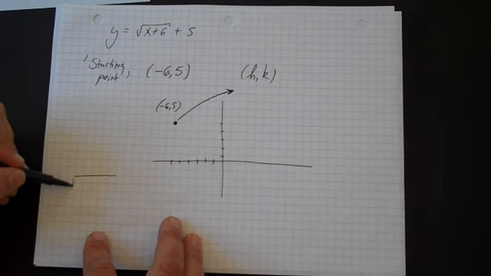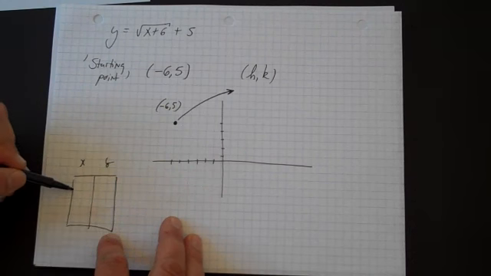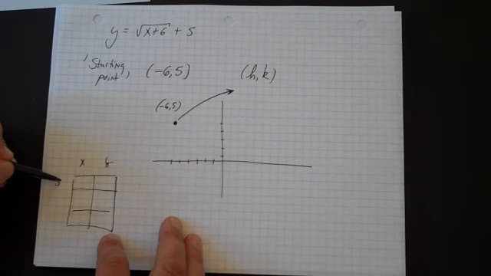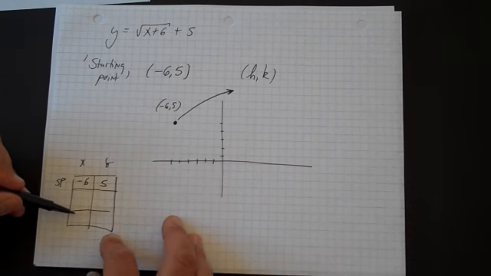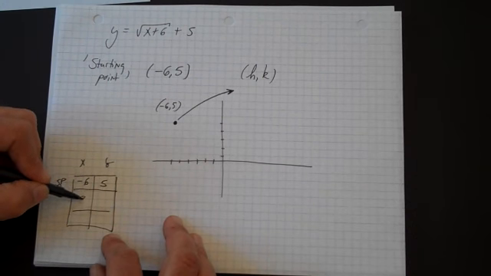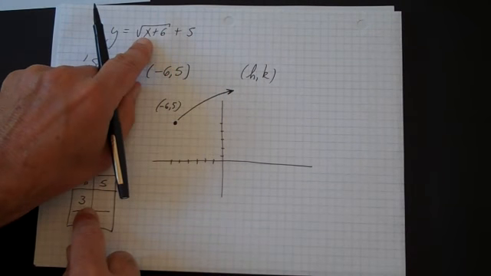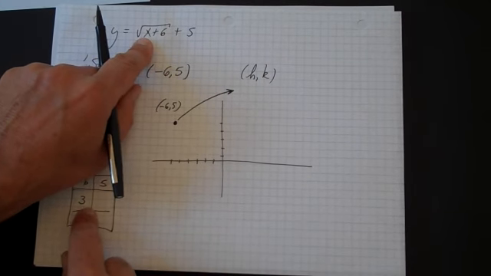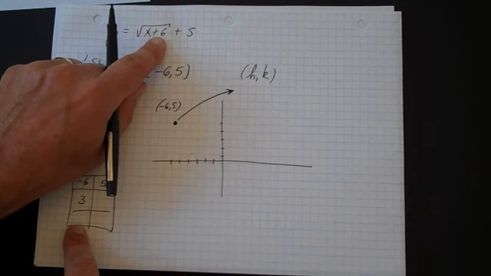If you wanted to, you could do a table of values to get a better sense. This is x and this is y. Put the starting point here, that's minus 6 and 5. Choose two other values for x. Doesn't matter which two. Let's choose 3. Why did I choose 3? Because 6 plus 3 is 9, the square root of 9 is 3. That's going to be easy to figure out. And then choose another x value that makes it a perfect square. So let's choose 10.